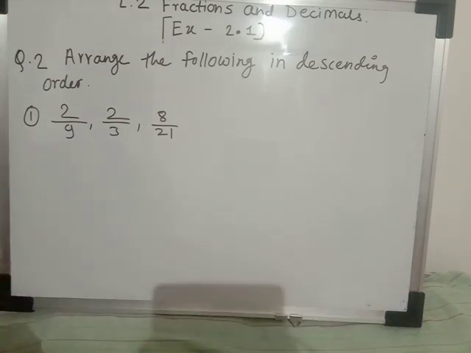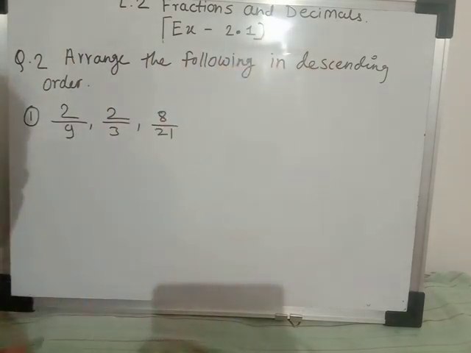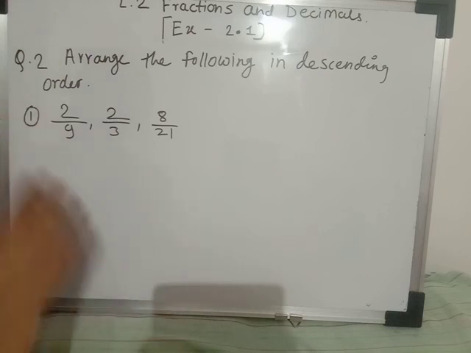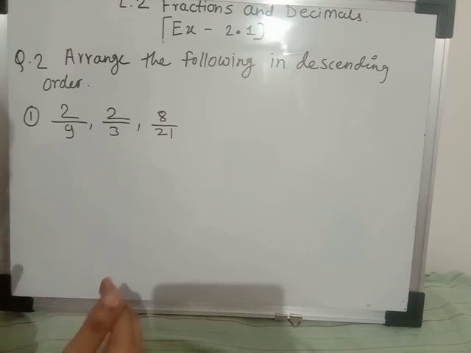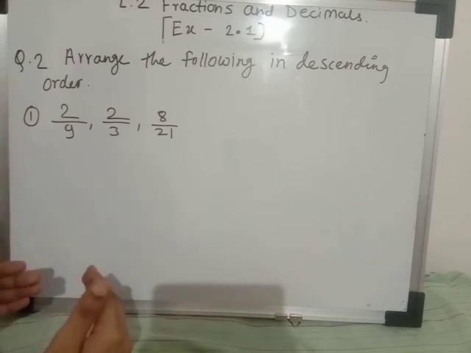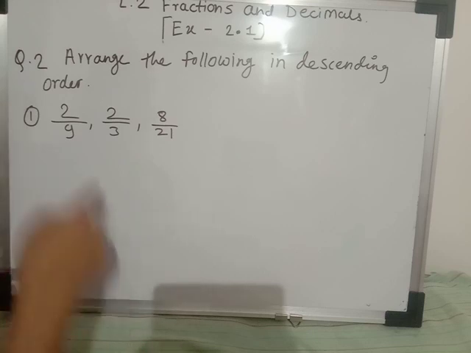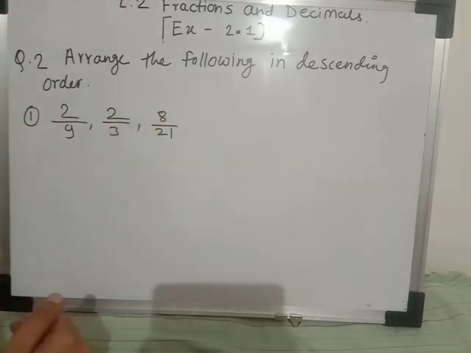Now students, we have learned in our previous session, when you have to arrange any fractions in descending order, make sure their denominators are equal. Here their numerators are different, and their denominators are also different. So what we have to do is make their denominators equal, and after that, by their numerators, you have to decide which one is the greater one. Okay, so let's start to find it out.